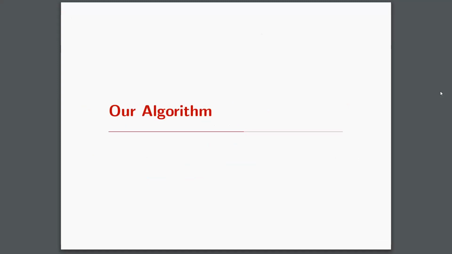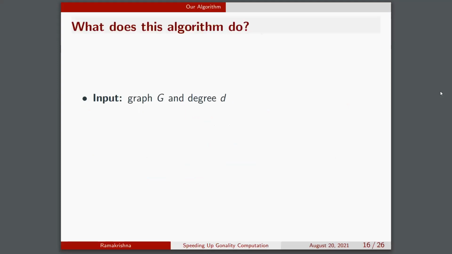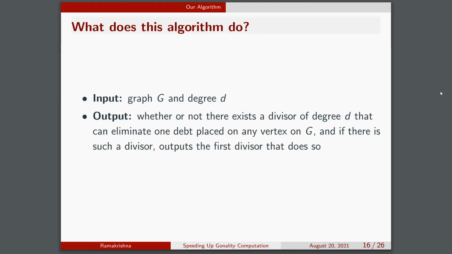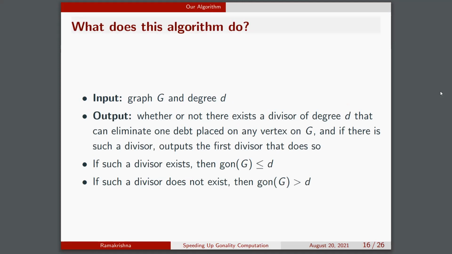So now let's talk about the algorithm. Essentially, what this algorithm does is it takes in an input of a graph G and a degree D. And then it outputs whether or not there exists a divisor of this degree that can eliminate 1 debt no matter where it's placed on our graph. And if such a divisor exists, it will output the first divisor it finds that does so. So if such a divisor exists, then the gonality of our graph is less than or equal to the degree we're checking. And if the divisor doesn't exist, then the gonality of our graph is strictly greater than the degree we're checking.